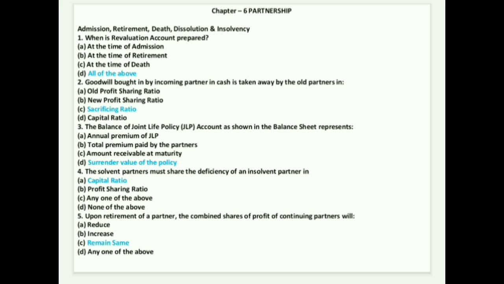Upon retirement of a partner, the combined share of profit of continuing partners will be: reduced, increased, remain same, any of the above. So the option is remain same.